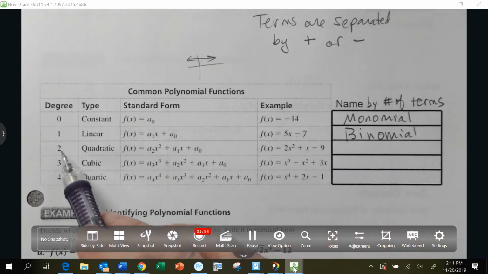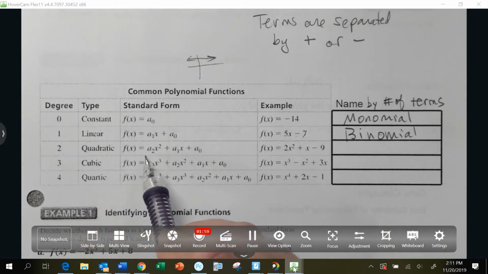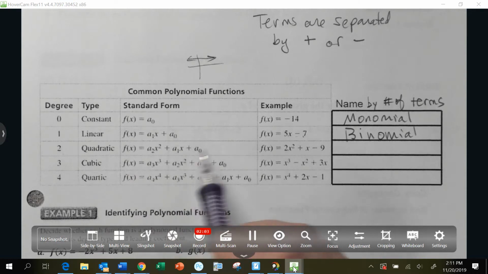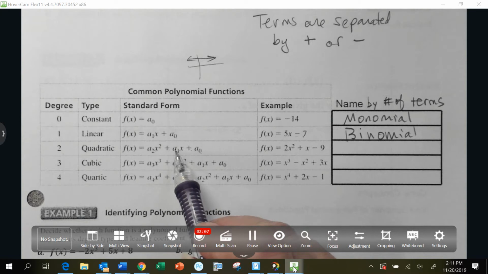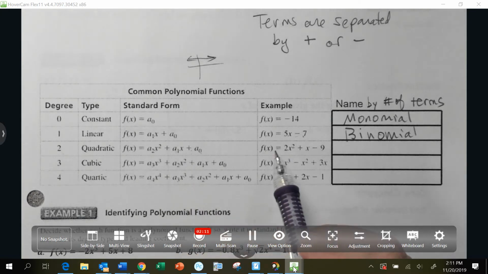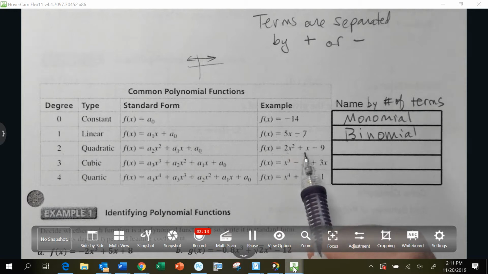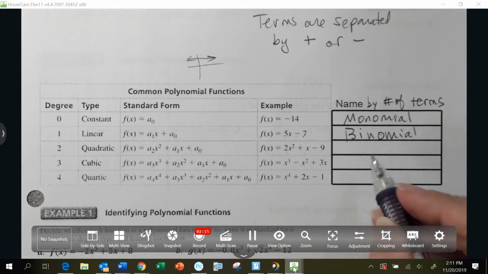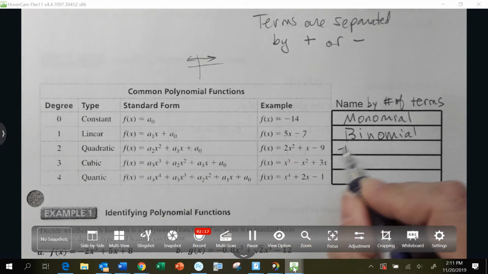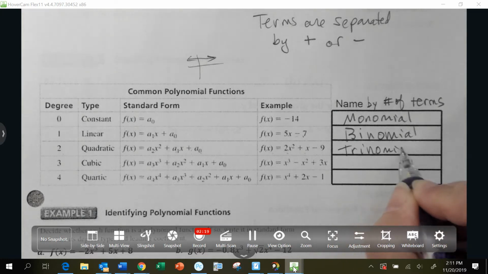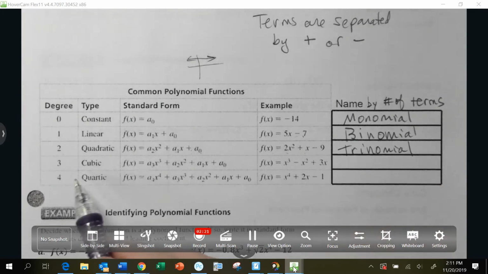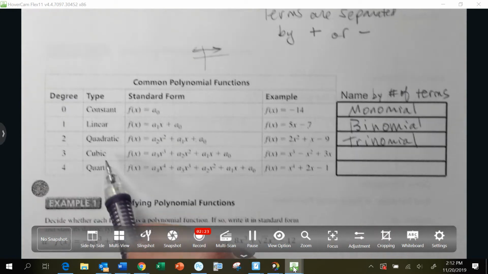The next one is quadratic, which has a degree of 2. We've got some number times x squared plus some number times x plus some number by itself. You've seen this like ax squared plus bx plus c, same concept. Here's an example, f of x equals 2x squared plus x minus 9, and that is what type of nomial? Trinomial.